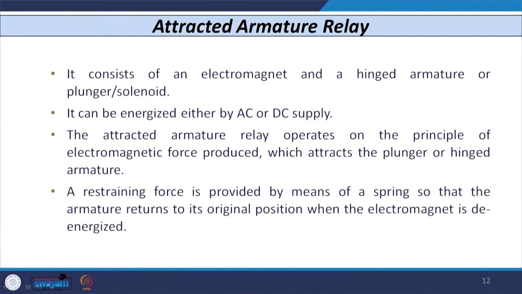So, with this background, let us consider the second type of relay, that is known as the attracted armature type of relay. This type of relay consists of an electromagnet along with a hinged armature or plunger, or sometimes it also contains a solenoid. This type of relay is operated by both AC and DC supply. The working principle is that whenever the current carrying coil placed on the core draws a current, it produces a mechanical force, and that force is transferred to the relay contacts, and hence the relay operates.